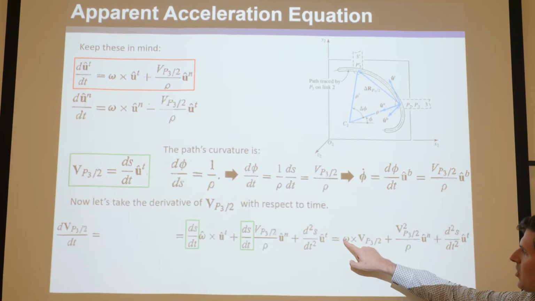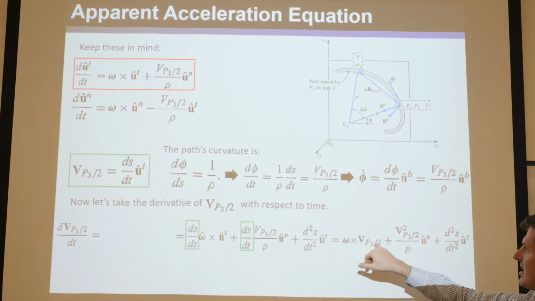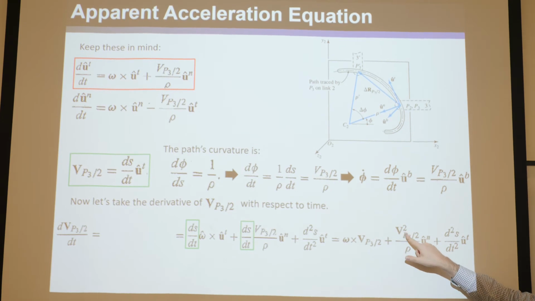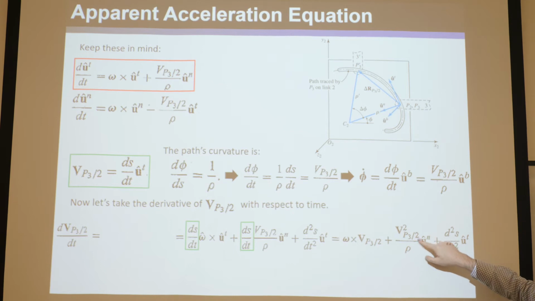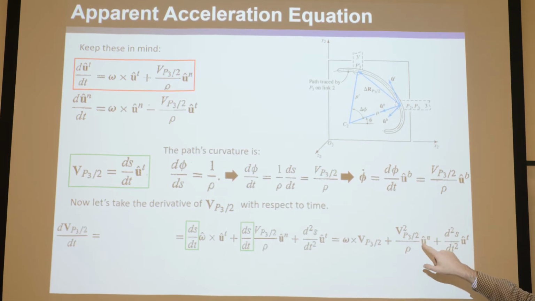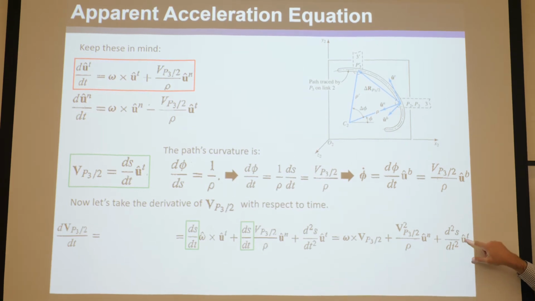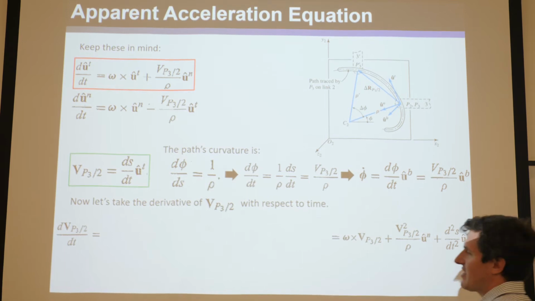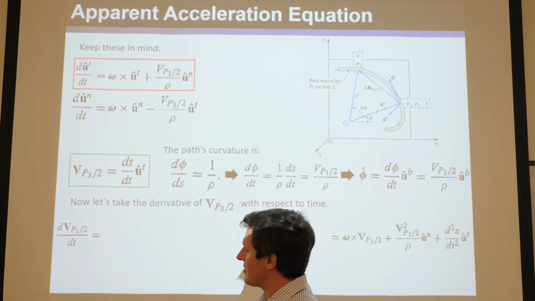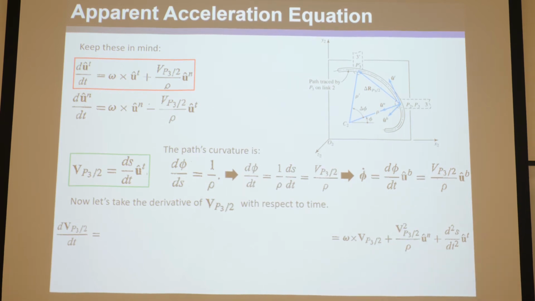So this is a bold omega cross a bold vp3/2 because they're both vectors, plus this is a scalar, even though it looks kind of bold here, speed squared divided by rho, times the bold vector un that comes from this, and then plus d²s/dt² times ut. So when we take the derivative of vp3/2 with respect to time, we get this stuff, which kind of makes sense.